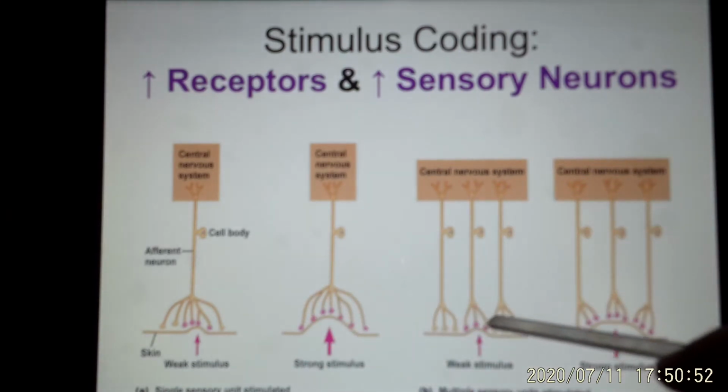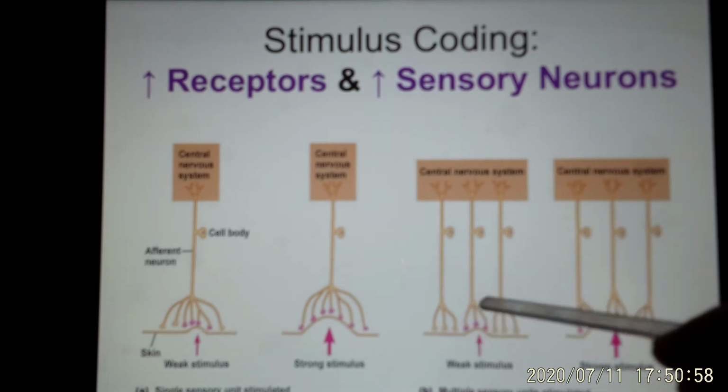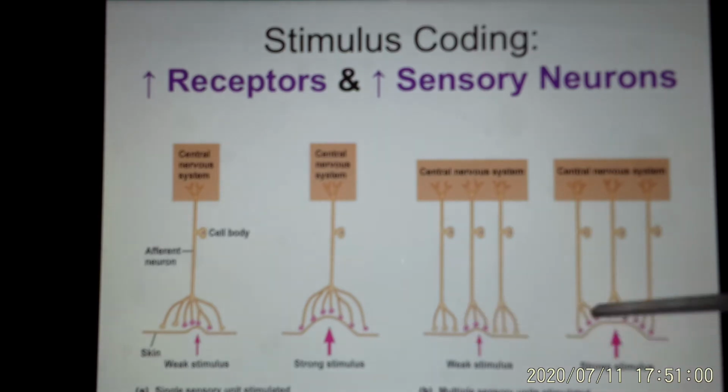difference. If the receptor has a small receptive field, and you activate the center one, only this one will be activated. If you provide a bigger stimulus, all of these two will be activated. So from the receptor part, they are able to code the small and the big stimulus.